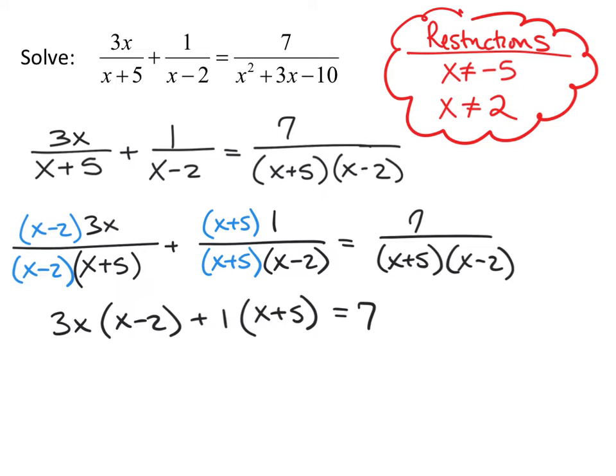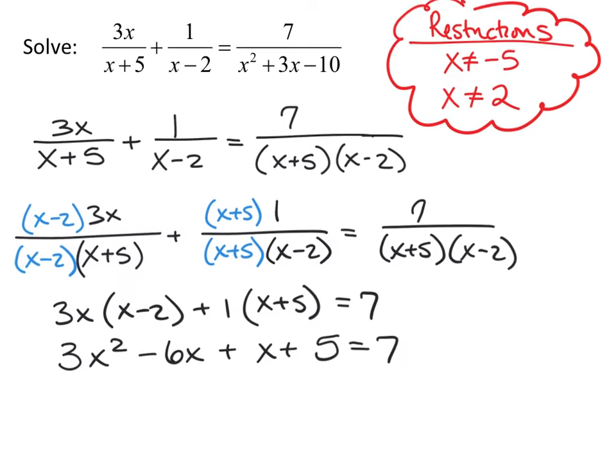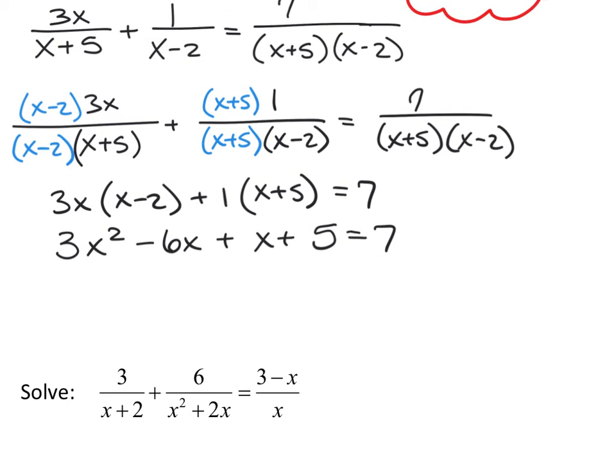Since all of the denominators match, we can essentially ignore them because we're only solving for the problems that are not equal on the top. Well, if we distribute, this is going to be 3x squared minus 6x plus x plus 5 equal to 7. We want to solve this now quadratic equation, so I would combine like terms. This is going to be minus 5x, and then if I move the 7 over, this is going to be negative 2, so 5 minus 7 is negative 2.